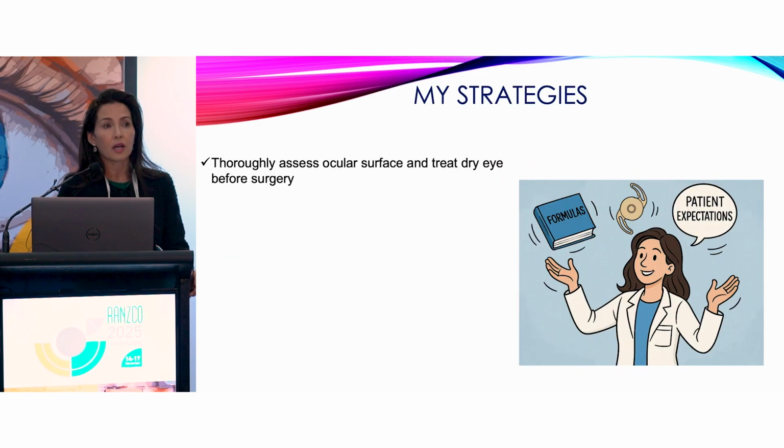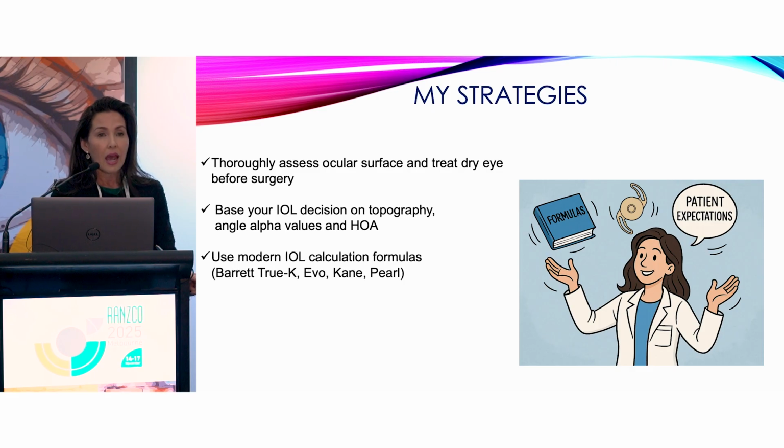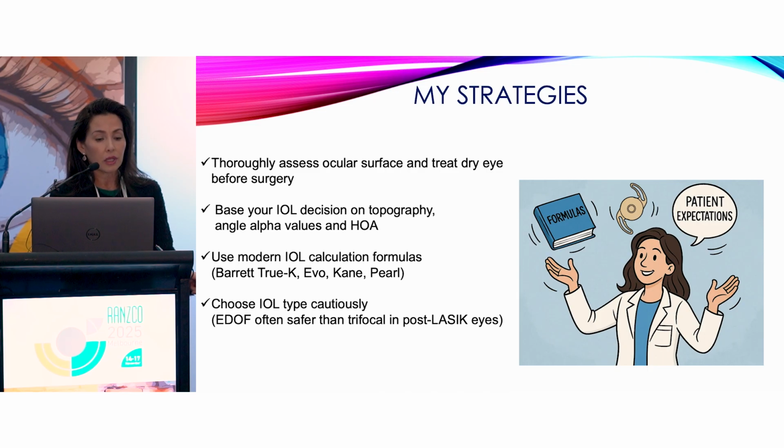So my strategies are, of course, to thoroughly assess the ocular surface and treat dry eye before surgery, because we know this is so important for our biometry. I base my IOL decision on topography, angle alpha values, high order aberrations and spherical aberration. And I really do weight towards the modern calculation formulas. And I probably weight more towards Barrett True-K for these post-LASIK patients. And then choose the IOL type cautiously and take into consideration those additional things that are needed with the post-LASIK eyes. And we need the patient counselling.